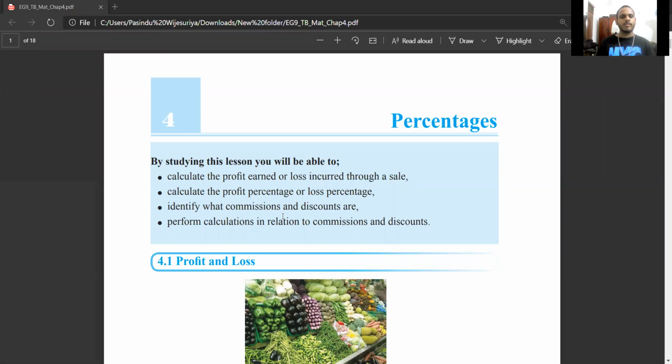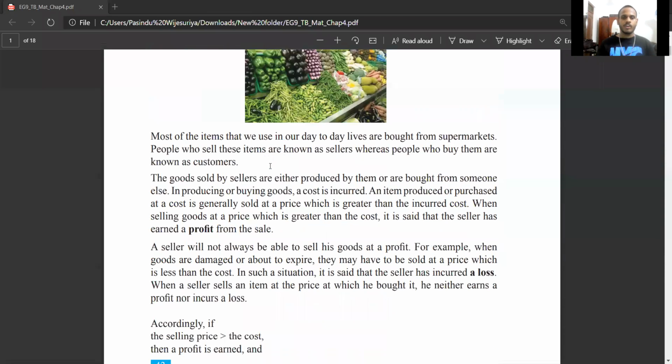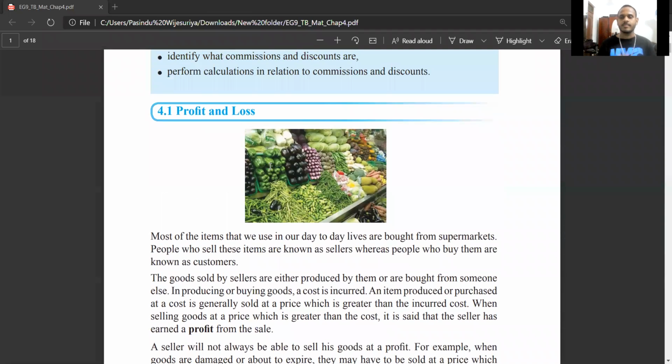So as an overview, by studying this lesson, you will be able to calculate the profits earned and losses through sales, calculate the profit percentage and loss percentage, identify what commissions and discounts are, and perform calculations in relation to commissions and discounts.